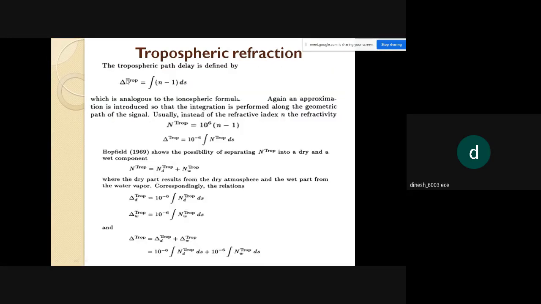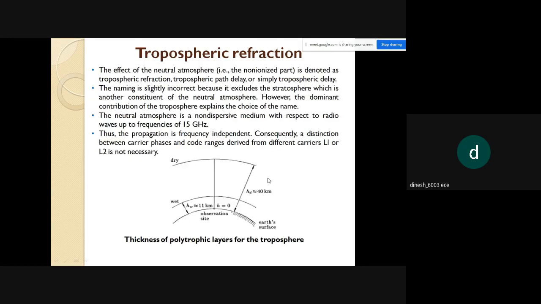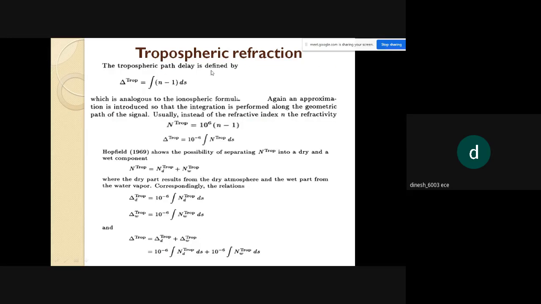So this tropospheric path delay is to be addressed when the frequencies are above 15 gigahertz. So the tropospheric delay will always be delta tropospheric path delay equals the integral of n minus 1 into ds. n is your refractive index. So this is analogous to the ionospheric formula. The integration is performed along the geometric path of the signal. So then we get N trop as 10 power 6.